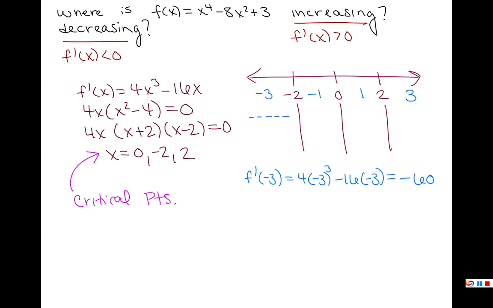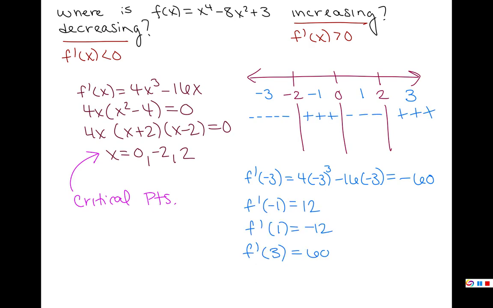I'm going to do the same thing for my other test values. So I'm going to take -1, plug that into my derivative. I'm going to plug in +1, and I'm going to plug in +3. I didn't show my work, I just used my calculator for these. I put each of these x values into my derivative. And then in the table, I really just want to keep track of the sign, whether the answer was positive or negative. So when I plugged -1 in, I got 12, that's a positive.